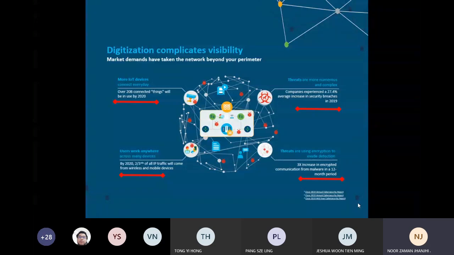The devices are also increasing at the same ratio, and network dependency is also increasing at the same ratio, but the attack ratio is not just the same, it's three times more. This is why we say we are moving to a digital world, but at the same time there is a challenge of security.